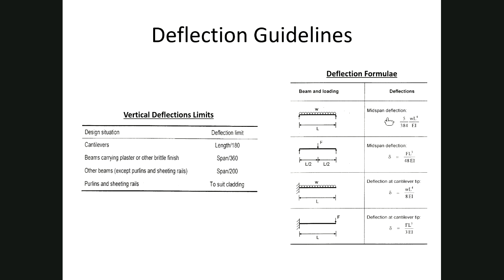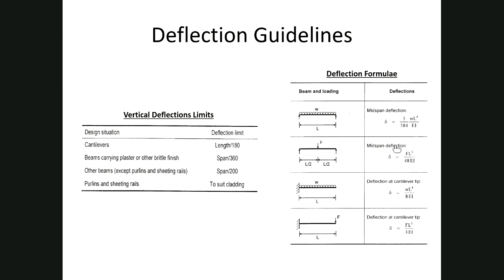And then we've got the standard formulas here for deflection. If we've got a simply supported beam with a uniform distributed load across it, the deflection is equal to 5 over 384, omega L to the fourth over EI. That's for a simply supported beam with a uniform distributed load over the top of it. If we have a simply supported beam with a point load, we will then have F L cubed over 48 EI as the formula for the deflection.